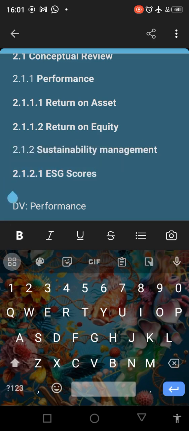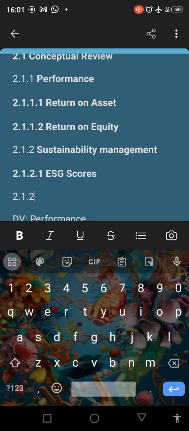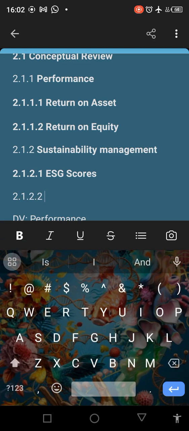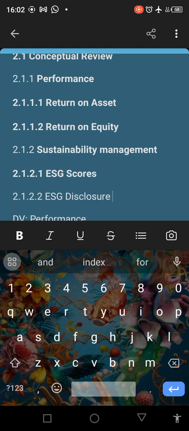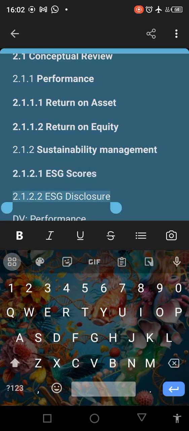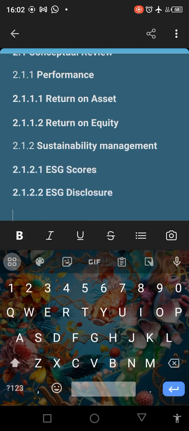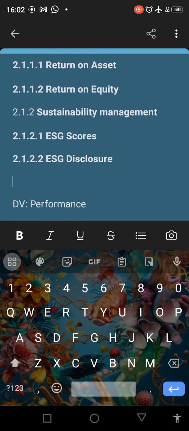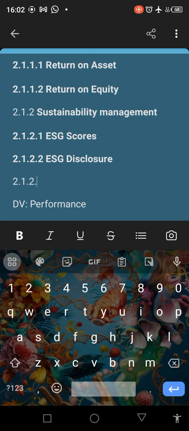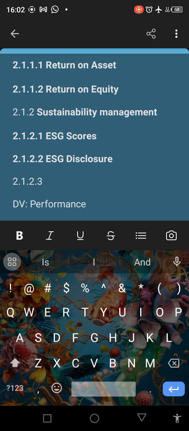After I am done discussing, I will move to the next one. And that is 2.1.2.2. And what do I have there? ESG disclosure. I will highlight it again and bold it. Then I will discuss everything I want to discuss underneath it. I will now move to the third variable of measurement underneath my independent variable rather. Then this will be 2.1.2.3. And that will be carbon.